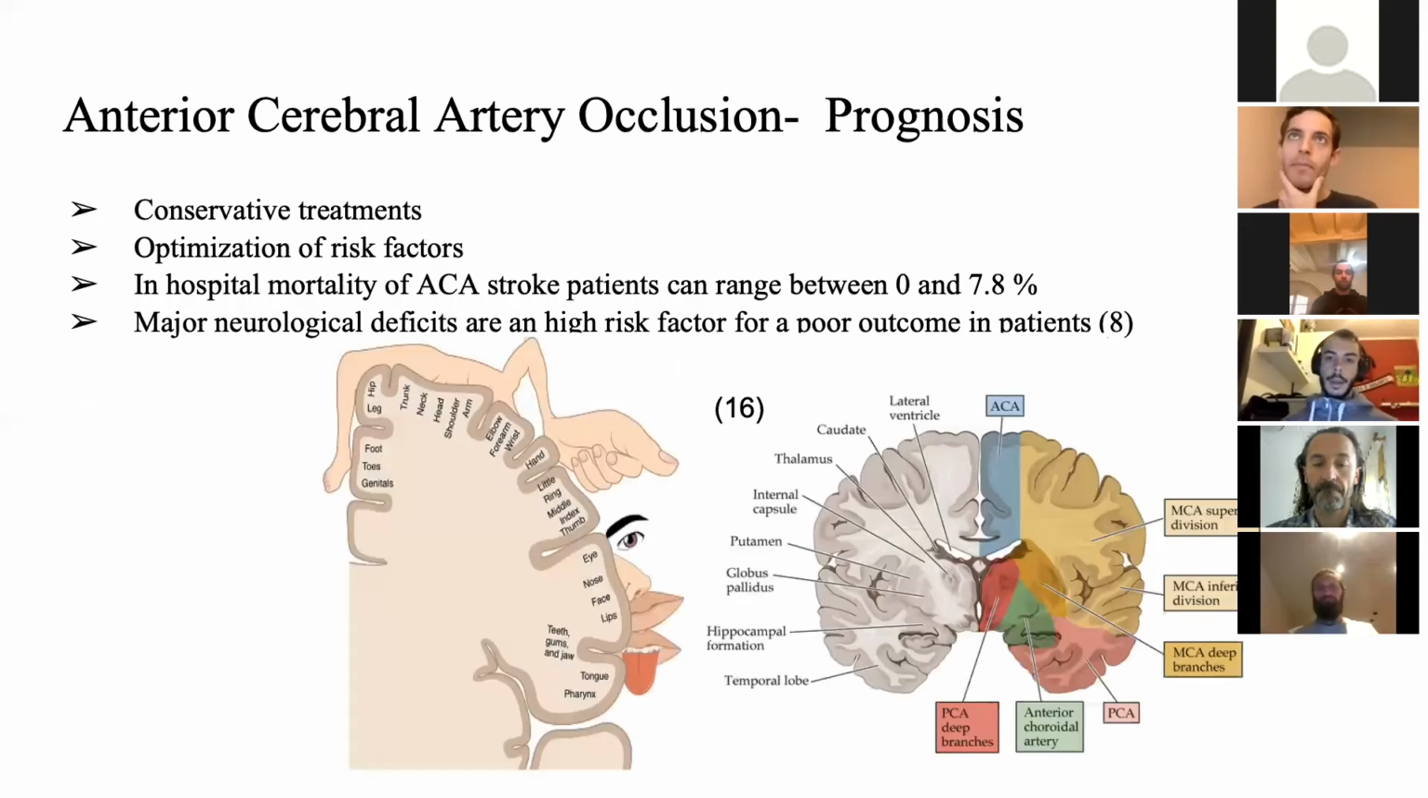Next slide. In-hospital mortality for ACA stroke can range between 0 and 7.8%, but patients with major neurological deficit have a high risk of poor outcome. Conservative treatment leads to a favorable outcome in more than 17% of patients, and endovascular treatment of secondary vascular complication is the primary therapy. The optimization of risk factors is essential for secondary prevention of stroke in order to improve outcome from the principal event.